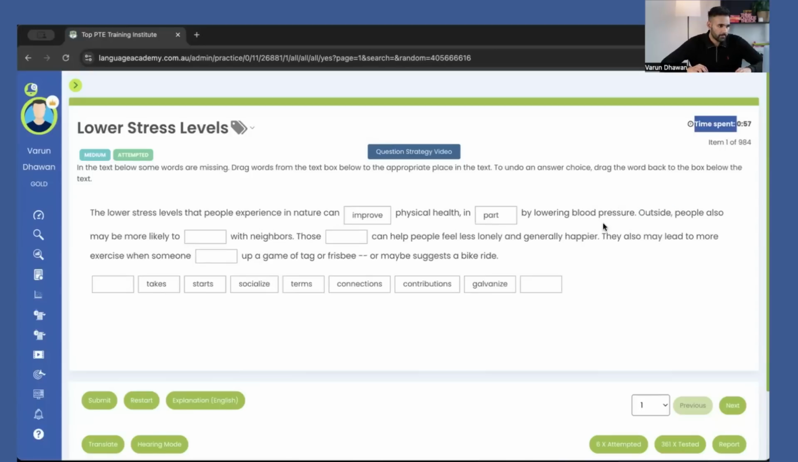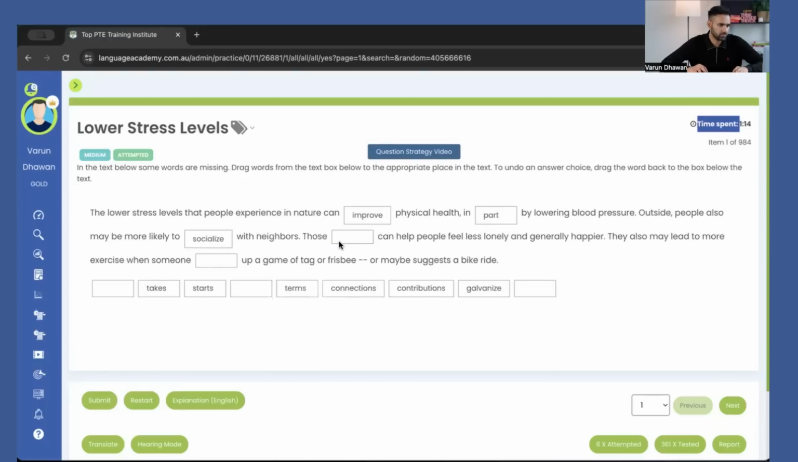Now, outside people also may be more likely to dash with neighbors. With after to, you use the first form, to dash with neighbors. What do we do with neighbors? We talk with neighbors, right? To socialize, not connections, not contributions, not starts: to socialize with neighbors. Those dash can help. With those, you should have a word ending with S over here, because those is usually used with plural things. Those boys, you'll never say those boy. Those dash can help people. Which those? In the previous sentence, we are talking about socializing with the neighbors. Those connections can help people feel less lonely and generally happier.